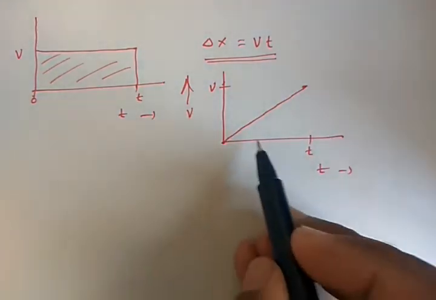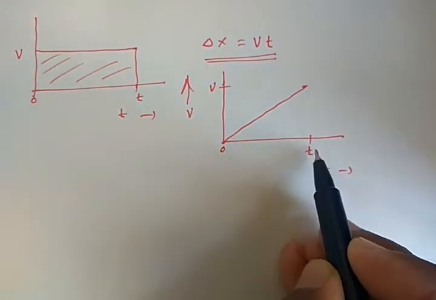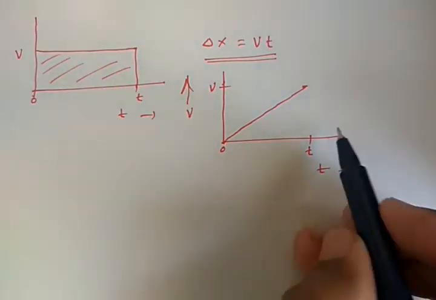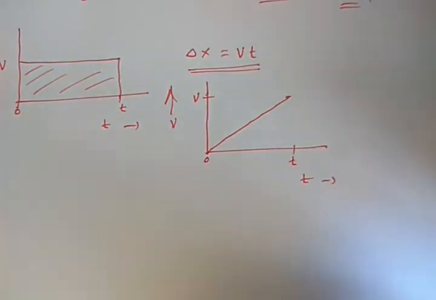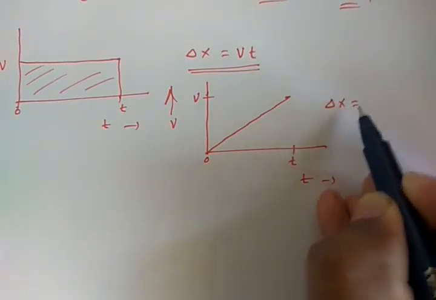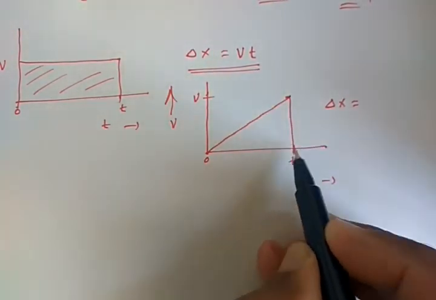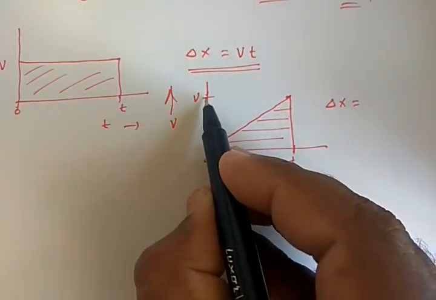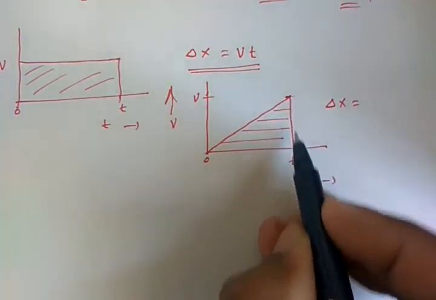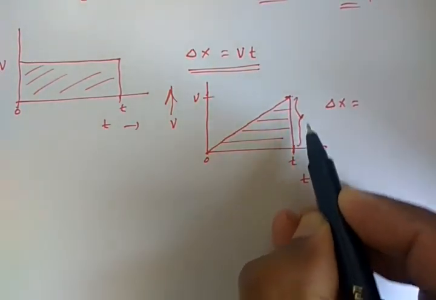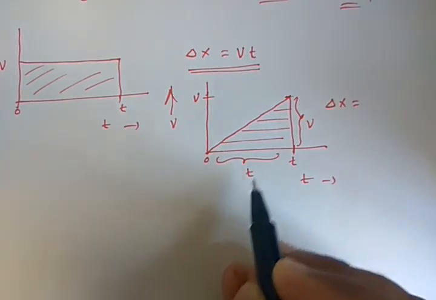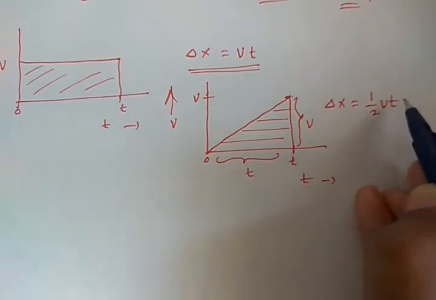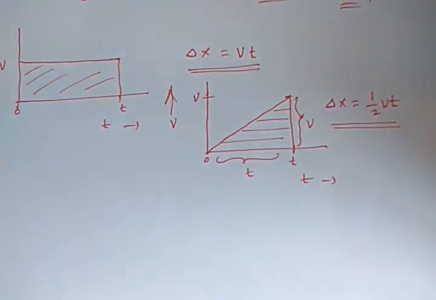So now we need to find the change in position of the body between time t is 0 and t. In this case, the change in position is, you can take area under this part once again. So the area under this part, this height is v, and this part is t, will be 1 by 2 vt. This is the change in position.